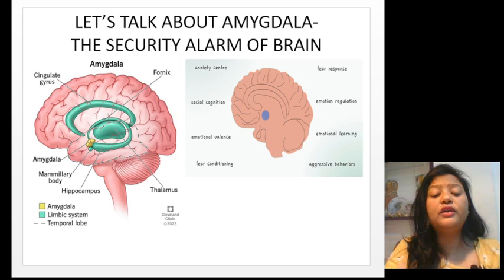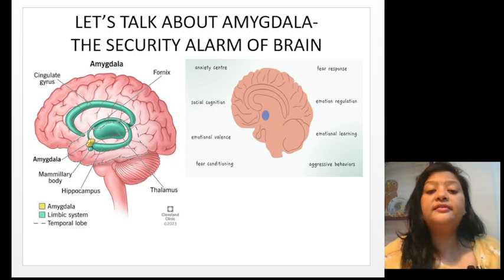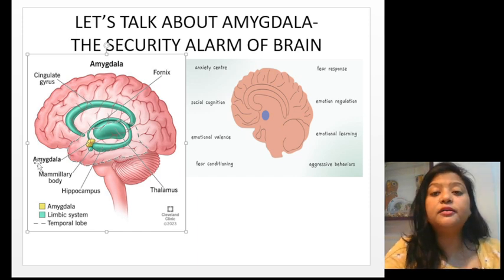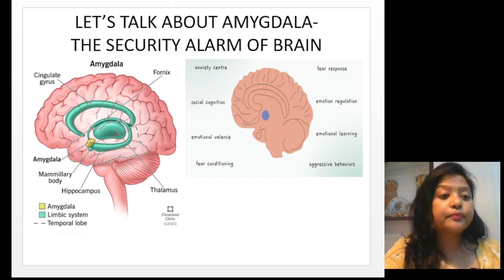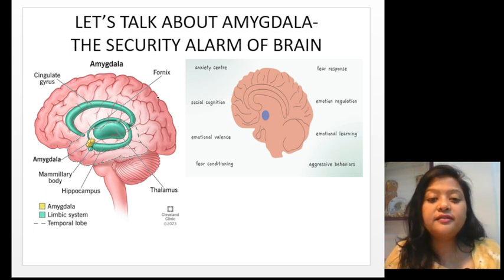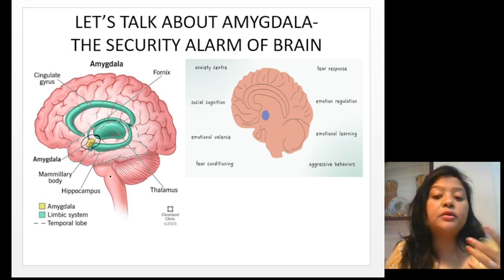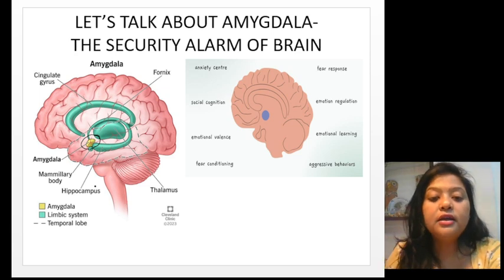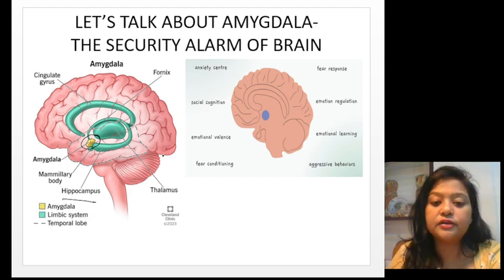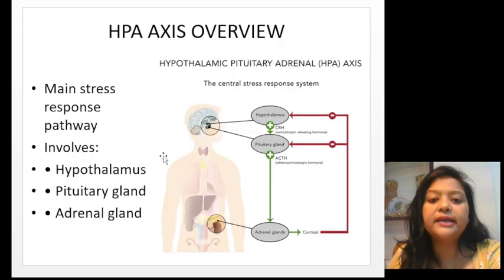These are all the functions of the amygdala. If you see the diagram, you will know where the amygdala is present. You can see here, this is the amygdala part, and this is the almond shape structure. This is the amygdala. Since we're talking about the amygdala, I'll focus on the amygdala only, but just for your reference, you can see the hippocampus is also present here. Now moving on to the next slide.